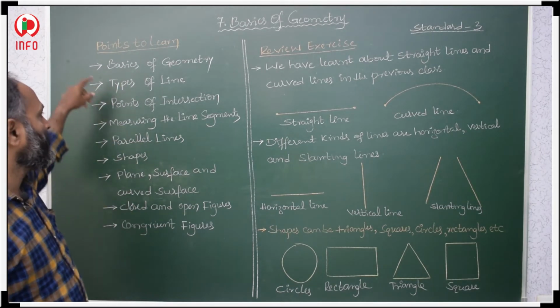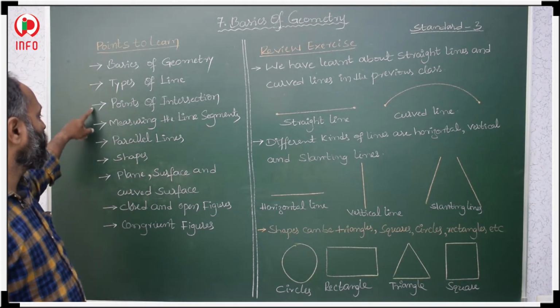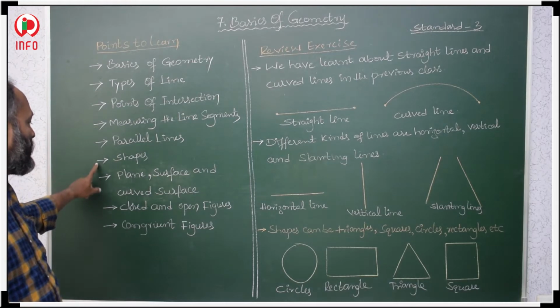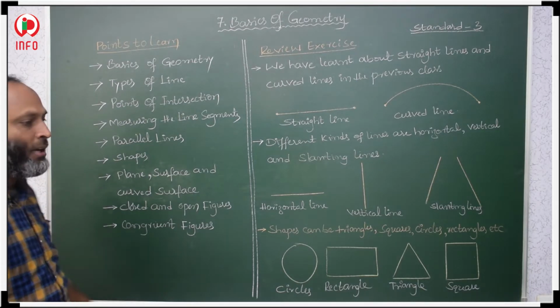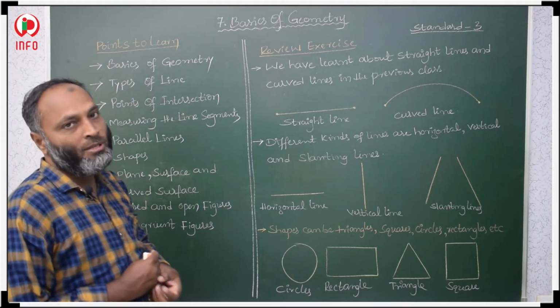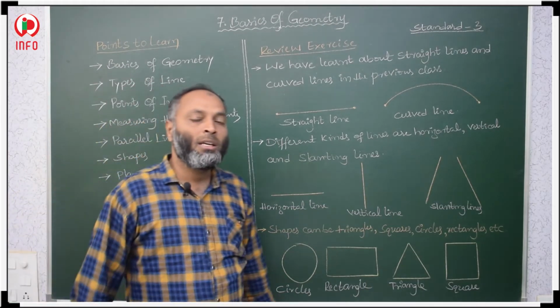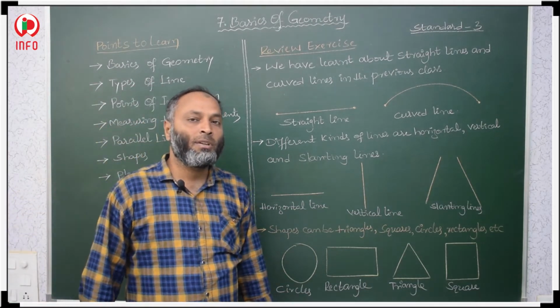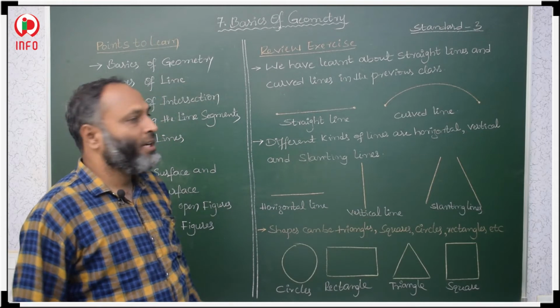Total how many concepts? 1, 2, 3, 4, 5, 6, 7, 8, 9. Total 9 concepts we are going to learn in this chapter. So what is our chapter? Basics of geometry.